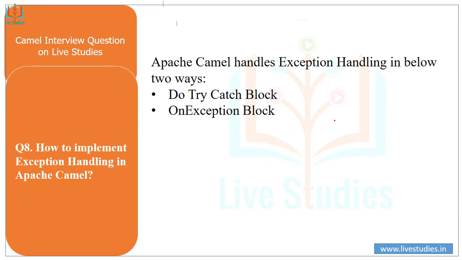Another question is how to implement exception handling in Apache Camel. Apache Camel handles exception handling through the below two means: the try catch block and the on exception block.